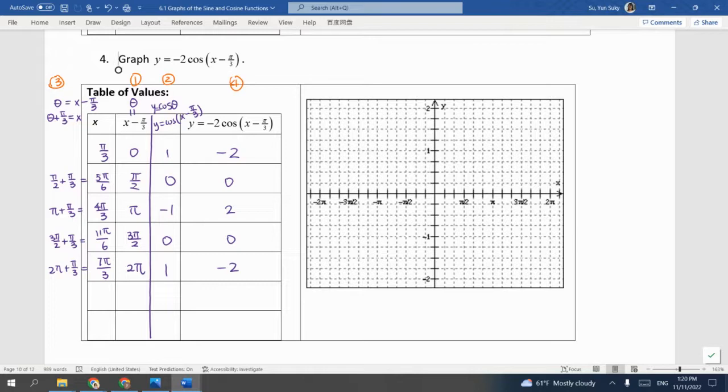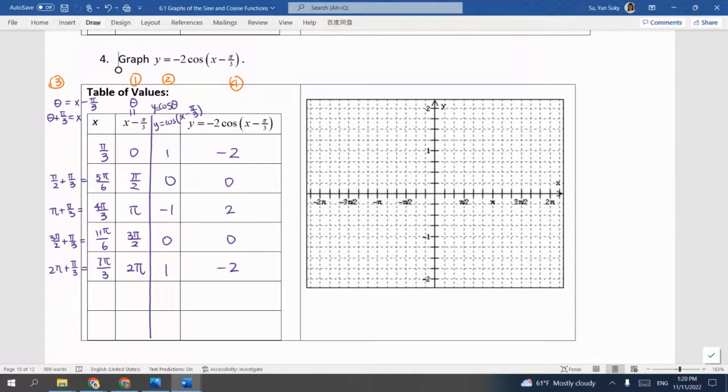So you don't need to draw the steps of the calculation, and you don't need to do those things. You only need to draw the table, and then figure out the x values and the y values, plot those points on the coordinates, and connect the points smoothly.